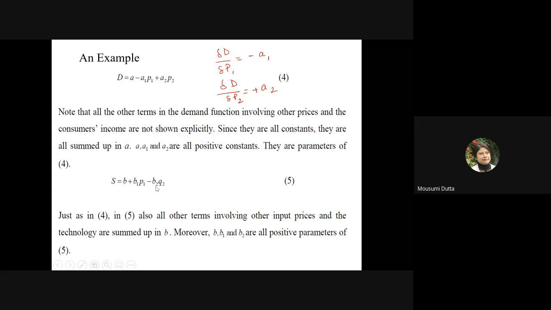B, B1, B2 are positive constants. They are the parameters of the model. Now, del S by del Q2 is equal to minus B2. That is, we are considering the minus sign here. Which means if the price of this particular input increases, usage of this input to supply the concerned commodity will fall. If Q2 increases, the supplier will purchase less of this input, other input prices remaining constant.